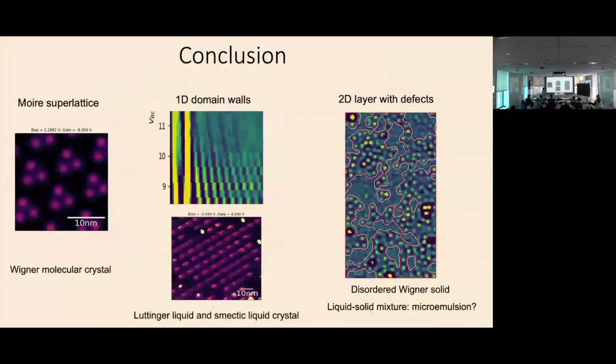Okay, with that, I would like to conclude. With this 2D system, when you have 2D potential, 1D potential, or even without potential, the electron solid behavior can manifest in very different ways, and many more studies may be needed to fully understand their behavior.